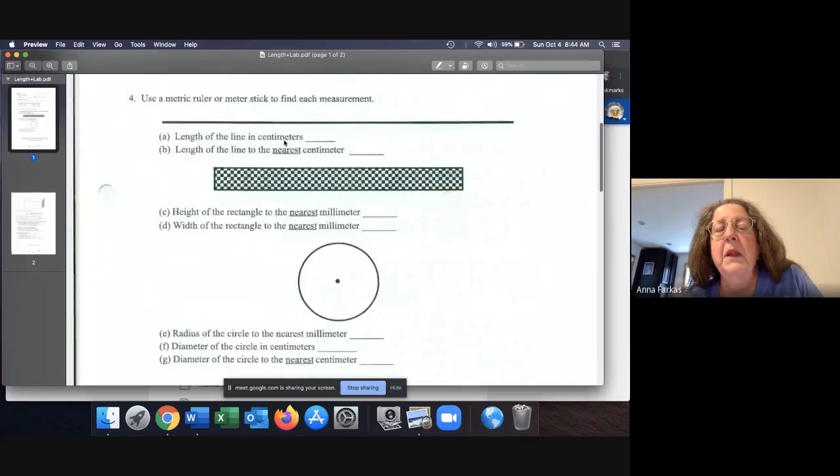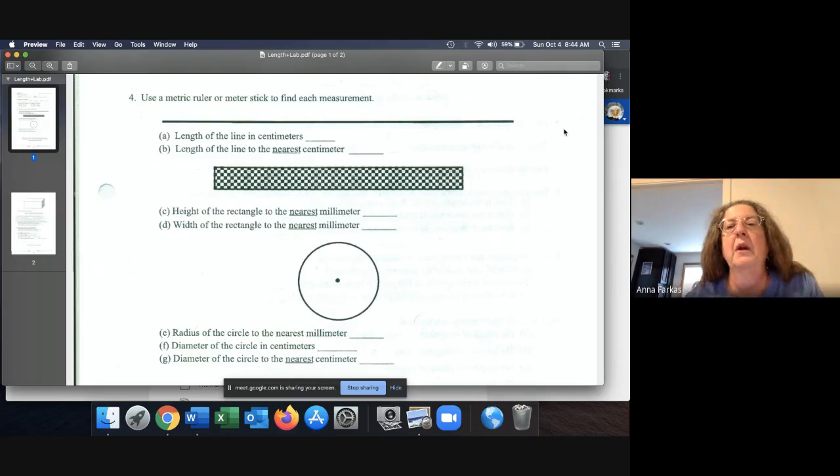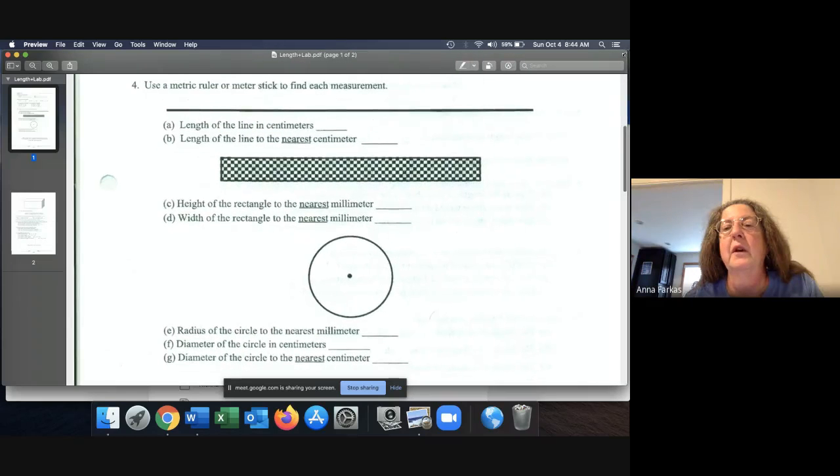Now here is actual measuring. Here you're going to use your meter stick, and remember, make sure you're on the correct side. That would be the side that goes up to 100, not the side that is inches and goes up to 39 or so. Okay, so make sure you're on the correct side, and you're going to measure this line and write that there, and it's asking for you to put it in centimeters. Now, it might not be an even number. It might not be like 10 centimeters. It might be 9.7 centimeters.